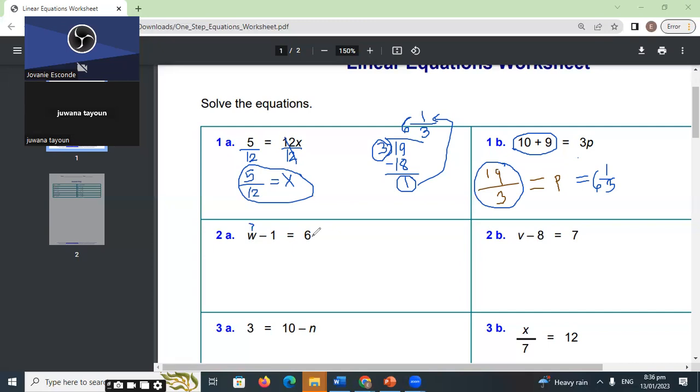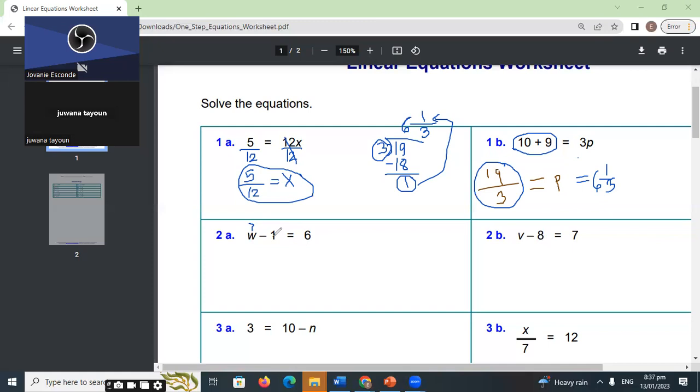What is the same terms, by the way, Juwana, if you can still remember? Same terms are terms with the same variable and exponent. Yes. Do we have the same terms here? 6 and 1. Yes. Actually, that is 6 and negative 1 because you have to consider also the sign there, right? Because that's minus 1. So that is negative 1. So that is the same terms.